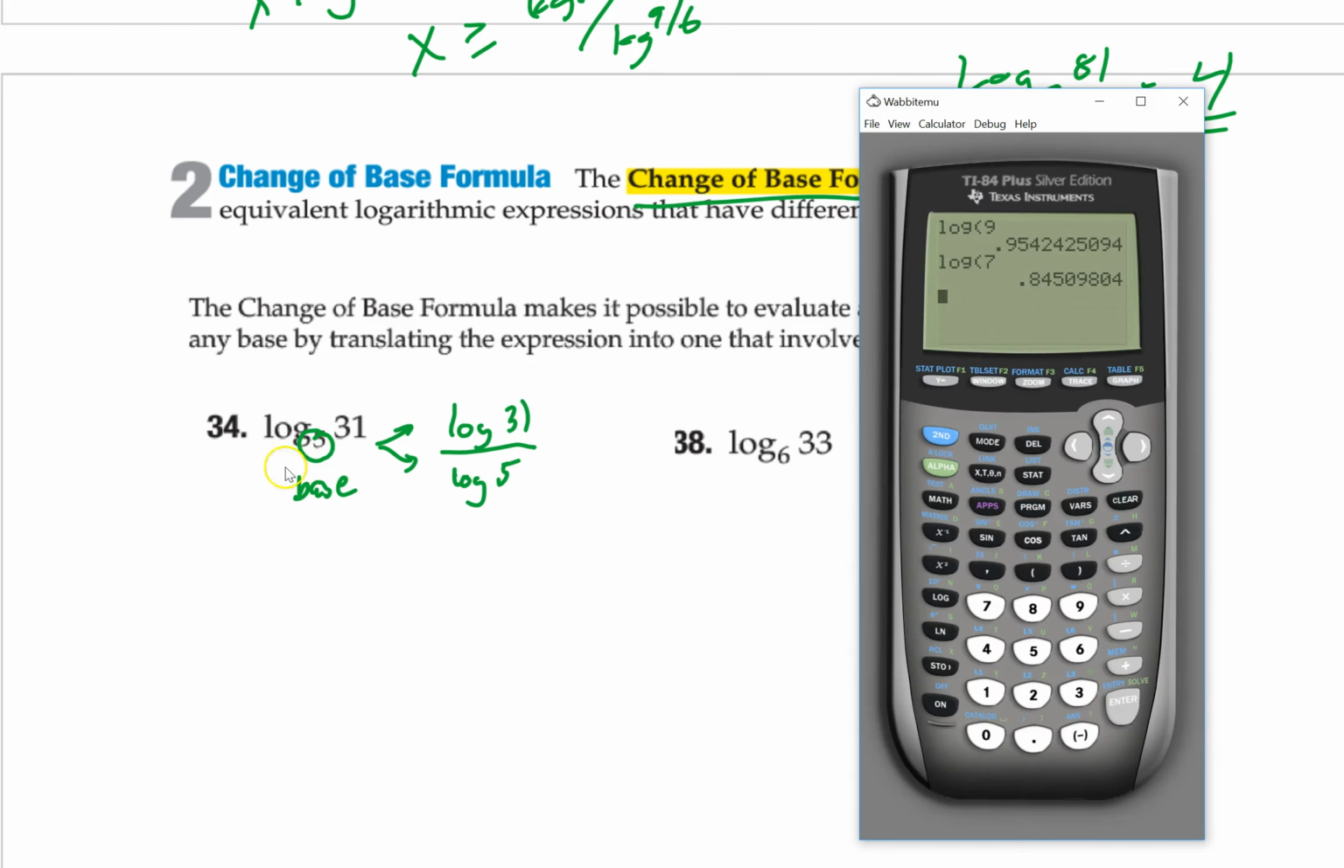So if I want to do this in my calculator and I can't do it by hand, you just break it up. You can do log of the top one, divide by log of the base. Don't forget to use your parentheses. And you get 2.113.